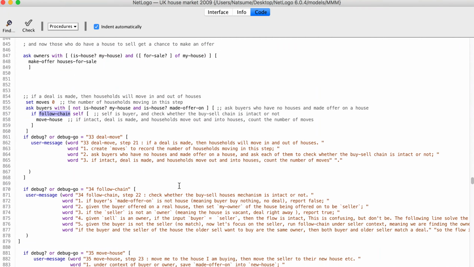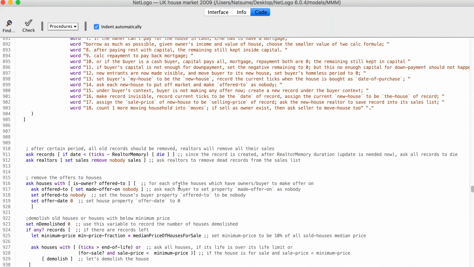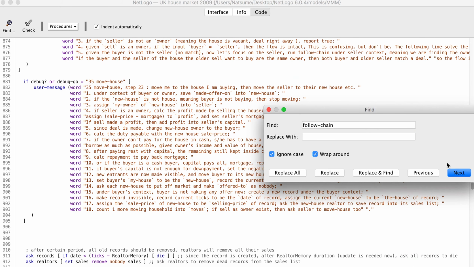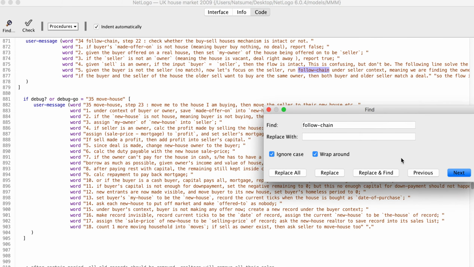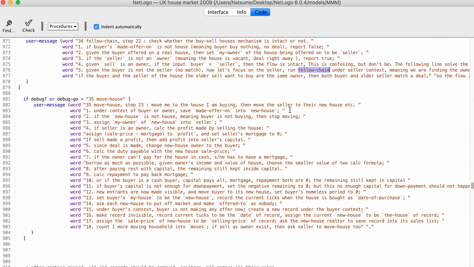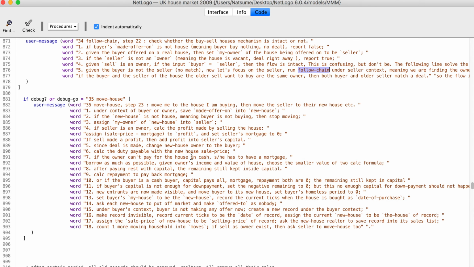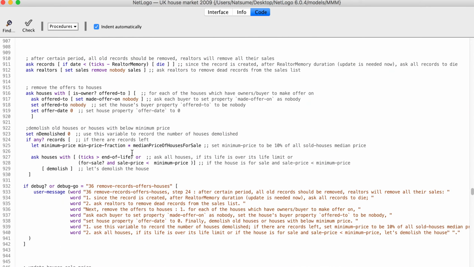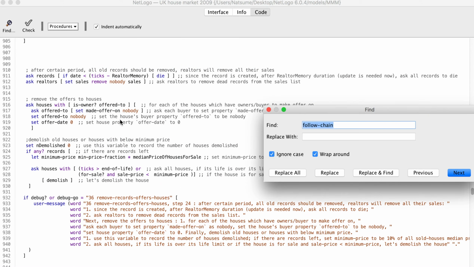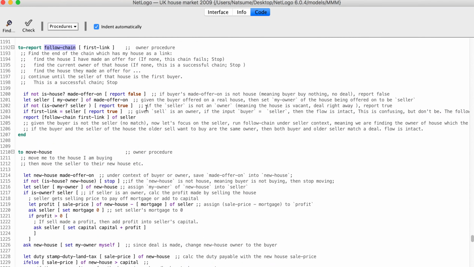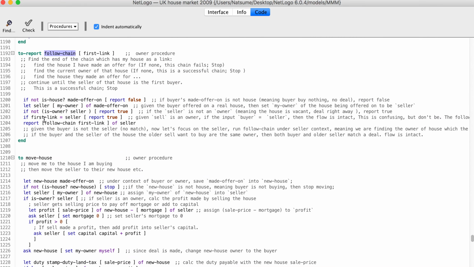So in the code, it is right here. So this is the last line.